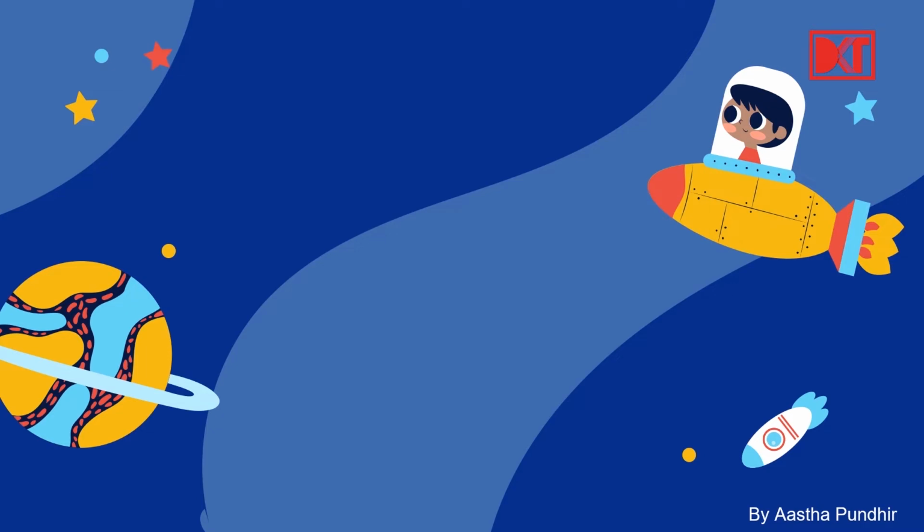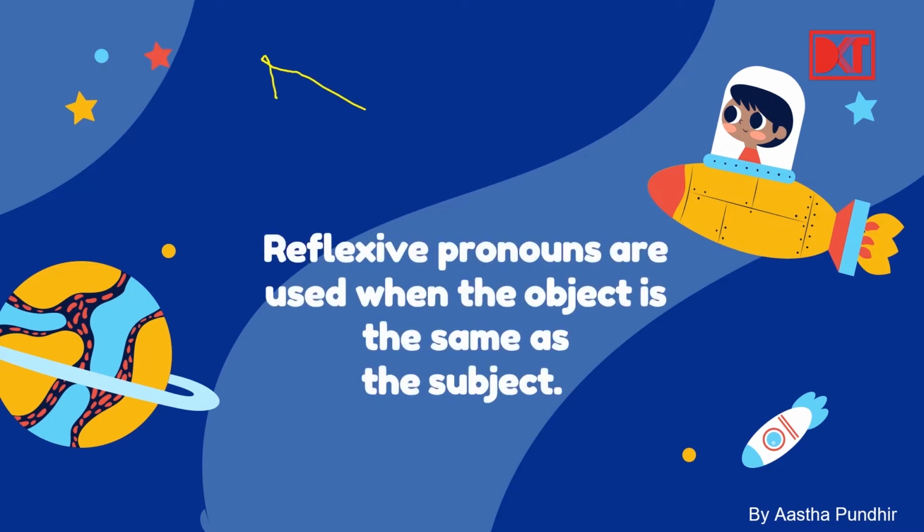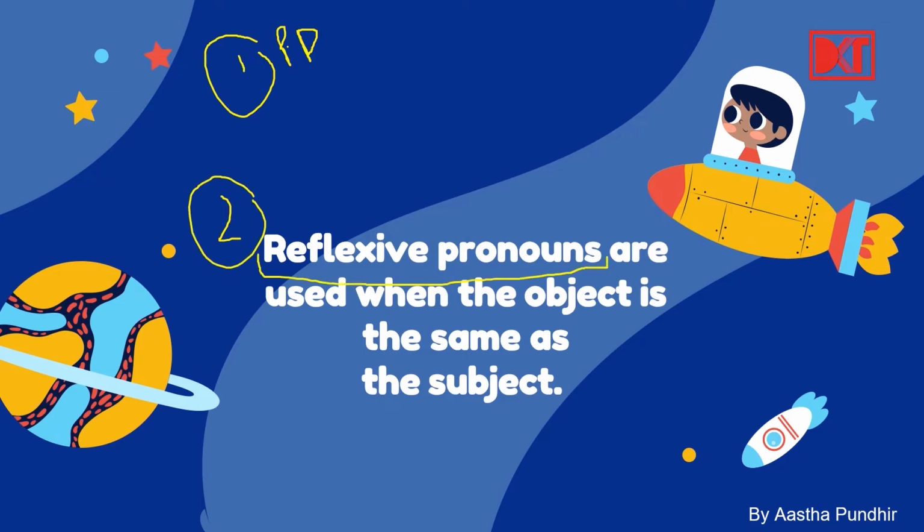So now we have done the first category of pronouns, which was the personal pronouns. Now we are doing the second category, which is reflexive pronouns. Reflexive pronouns are used when the object is same as the subject. Now, object is same as the subject.